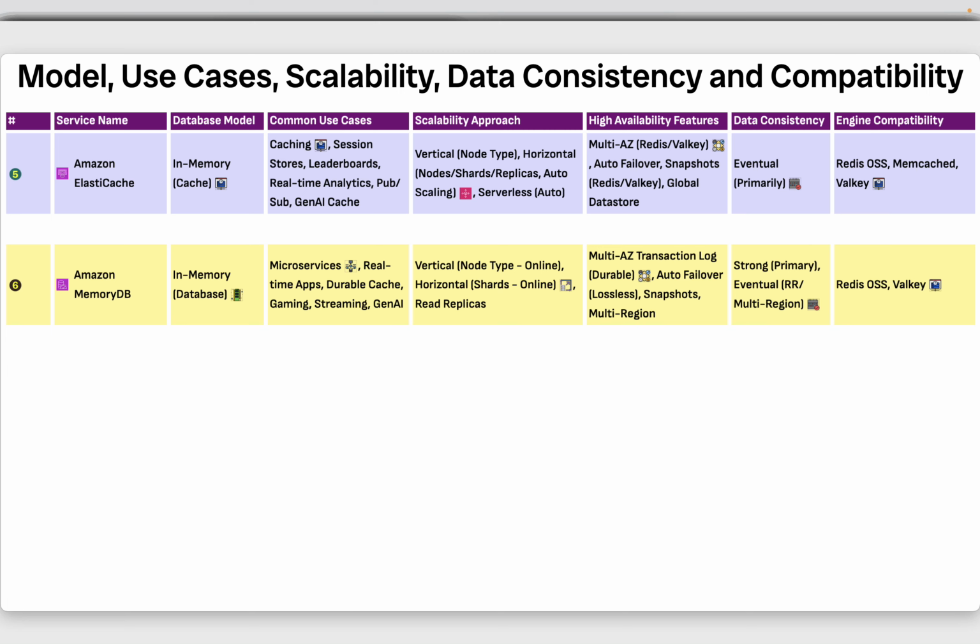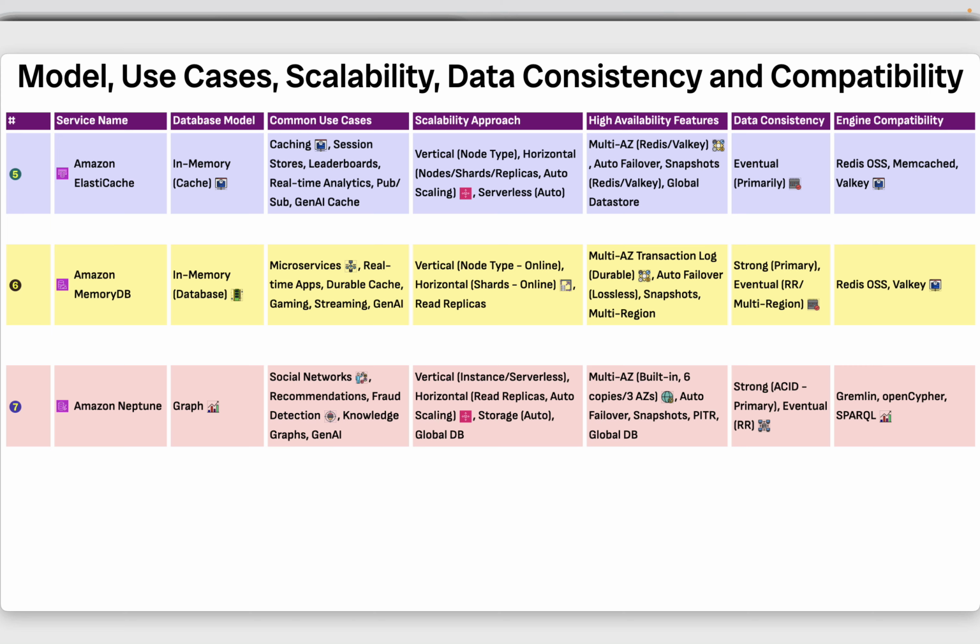Then read replicas. High availability feature, you have multi-AZ transaction log, which is durable. It has automatic failover, lossless. It has snapshots, and it is multi-region. Data consistency, strong, and eventual for read repair and multi-region. Engine compatibility, Redis and Valkey.